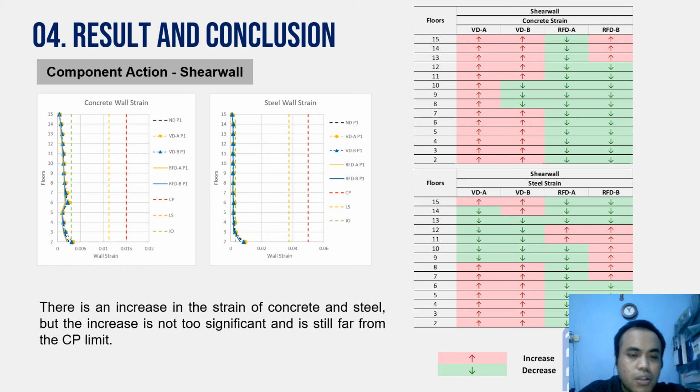The next is the result about component action. The first component is shear wall. There is an increase in the strength of concrete and steel, but the increase is not too significant and is still far from the CP limit. We can see in this picture the position where increase and decrease occur from this table.